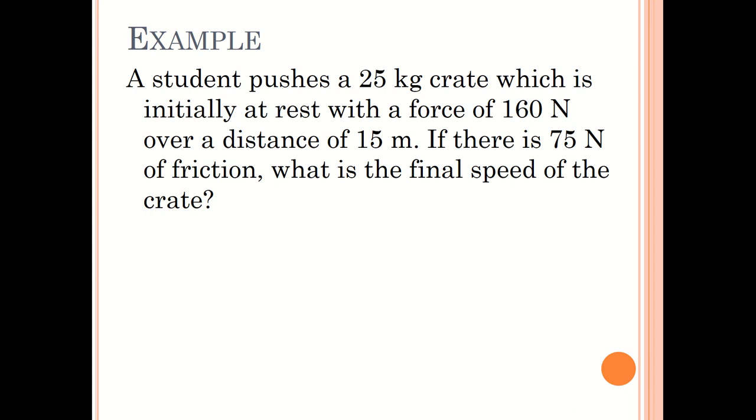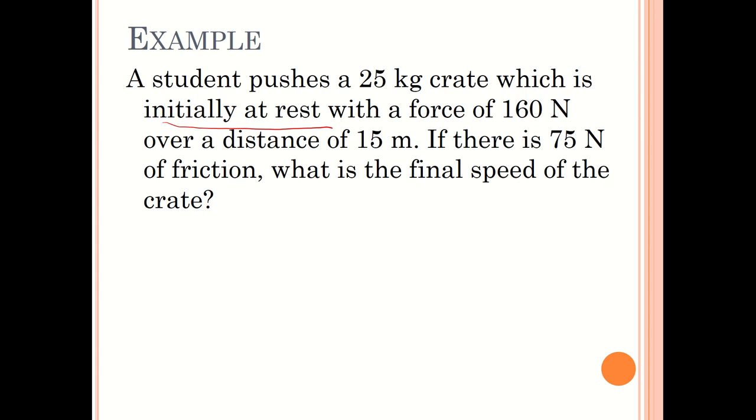In this example, a student pushes a 25 kilogram crate, which is initially at rest. So remember, initial rest means your V initial is 0. A force of 160 newtons over a distance of 50 meters. If there is 75 newtons of friction, what is the final speed of the crate?